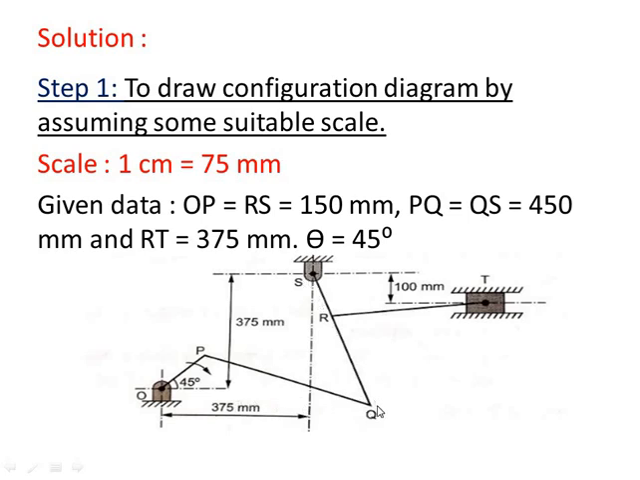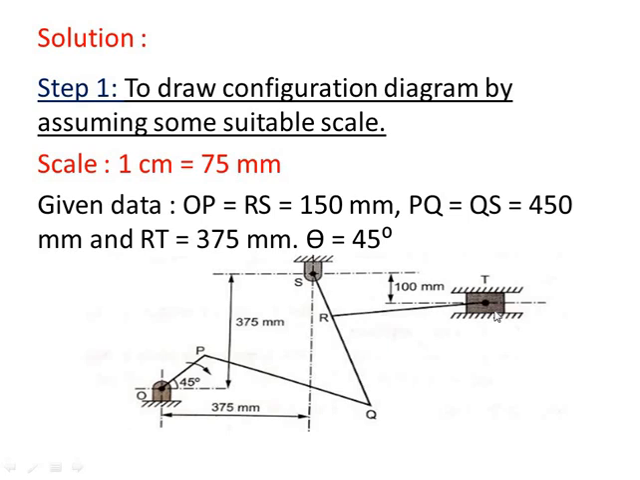Then on this link SQ, we have to locate point R. The distance is given as RS = 150 mm, converted into scale, and measured from S, you will locate point R. Once you get point R, take a distance in a compass equal to RT to make an arc on this horizontal line to get point T.